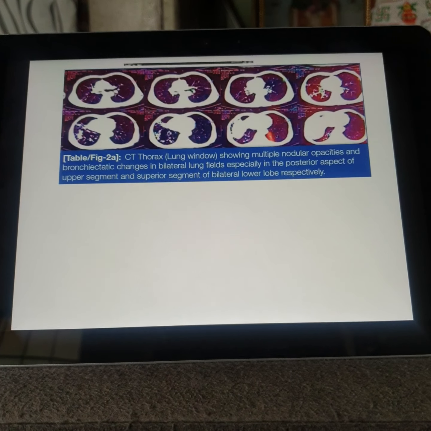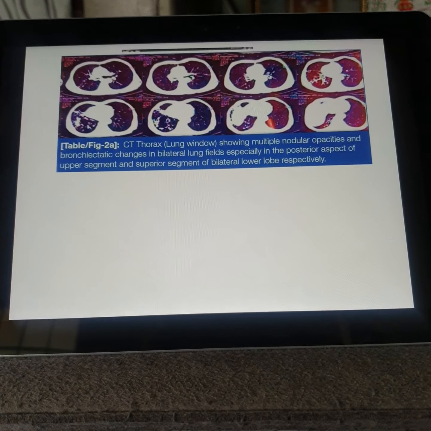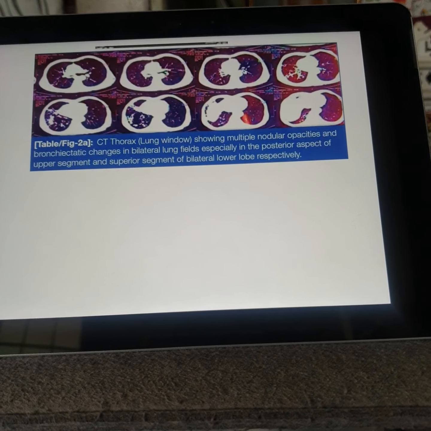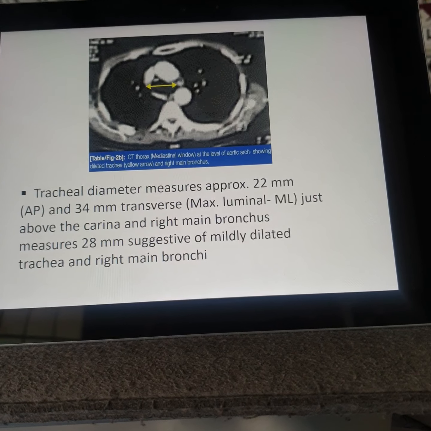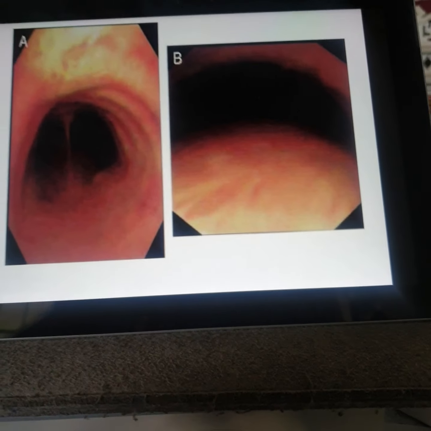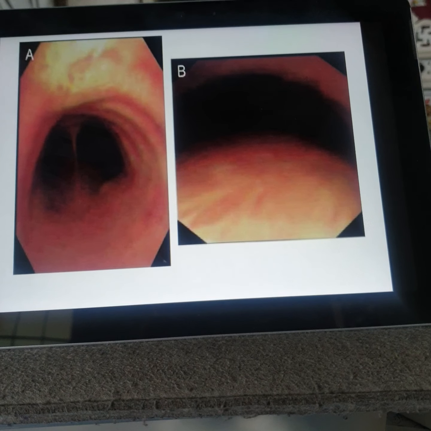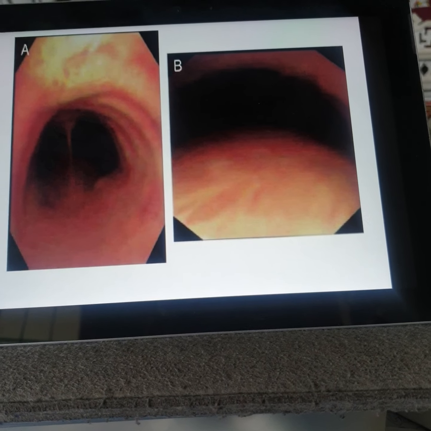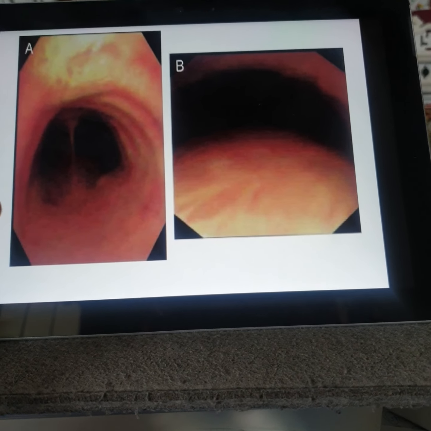Here you clearly see there is some sort of tracheomalacia, and tracheomegaly was also found. So we discussed with our radiological colleague. They said the tracheal diameter was significantly increased. So we did fiber optic bronchoscopy. We found that during inspiration the airway lumen size is normal, but during expiration some sort of collapse is seen.